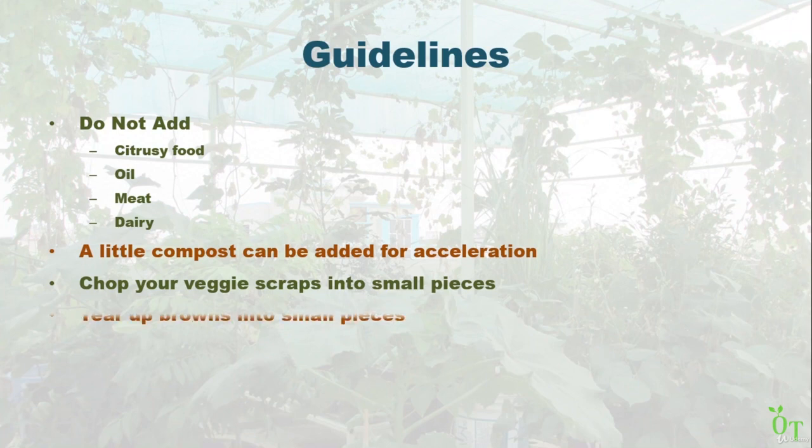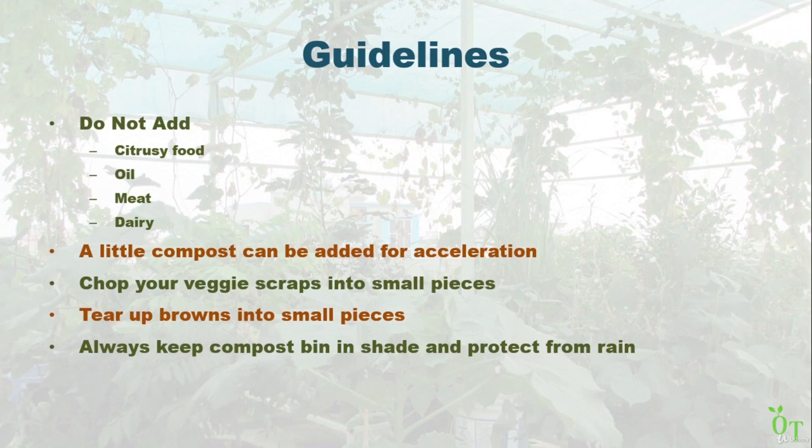If you're using dried leaves as your browns, you also need to make smaller pieces of it, again to increase the surface area. And lastly, the compost bin must be kept in a well shaded area.